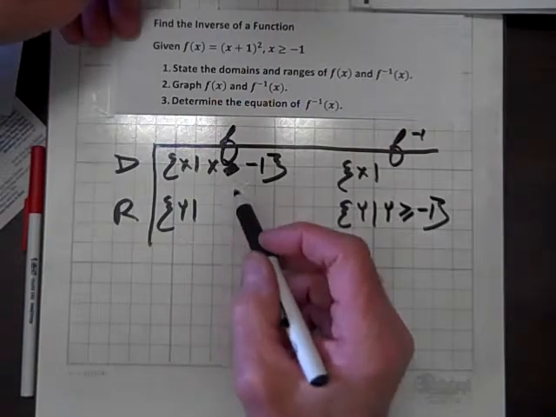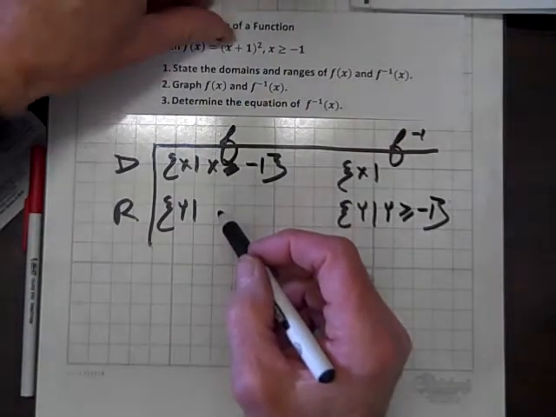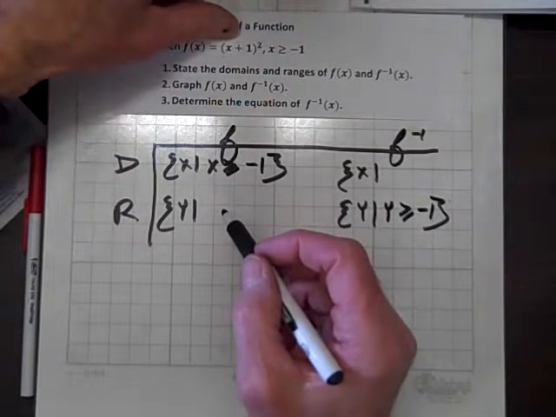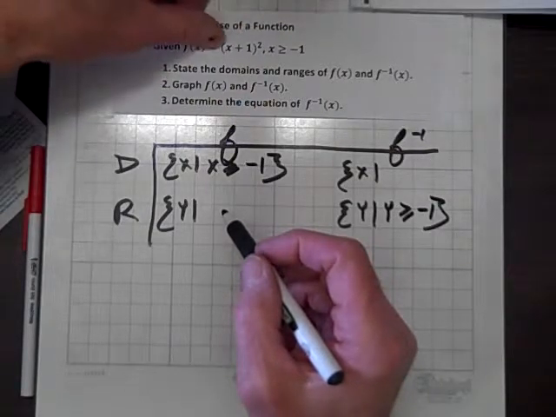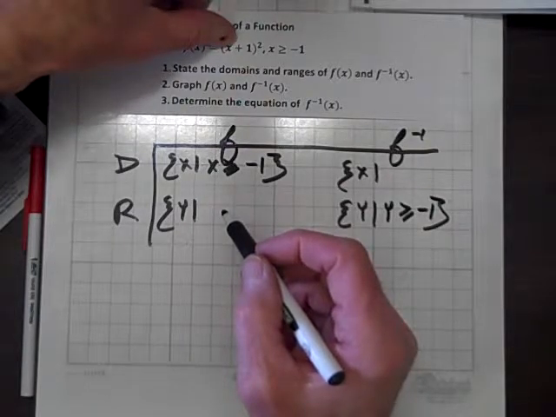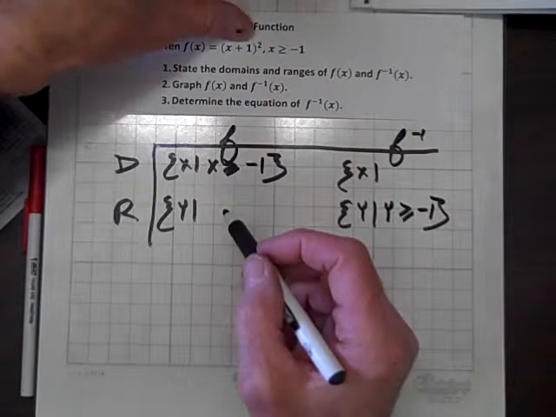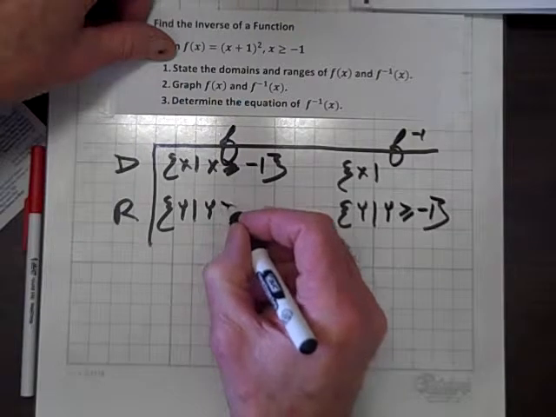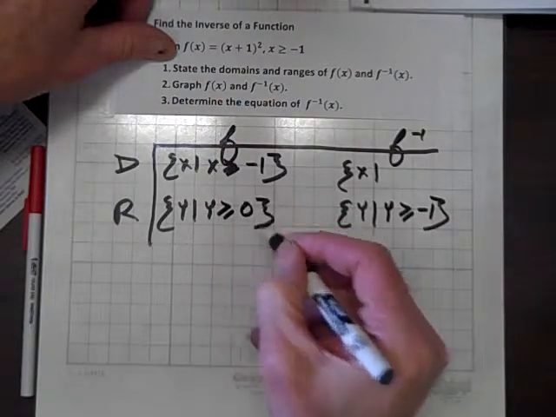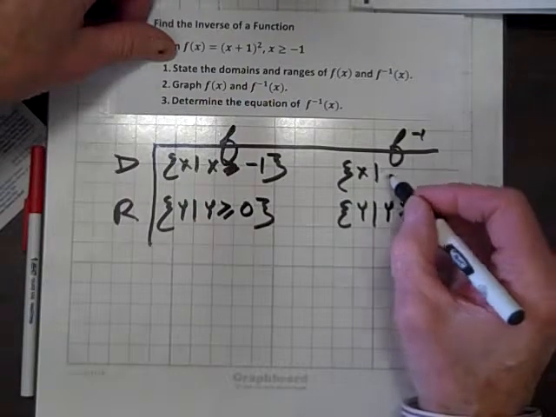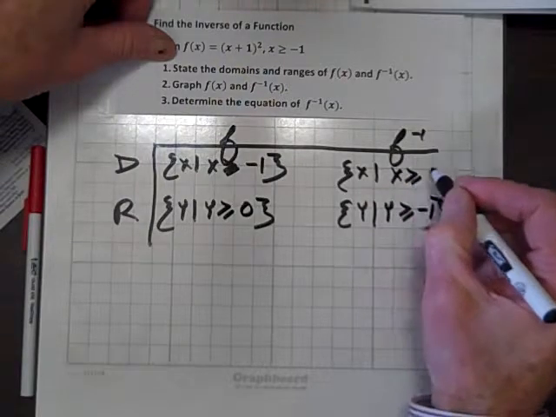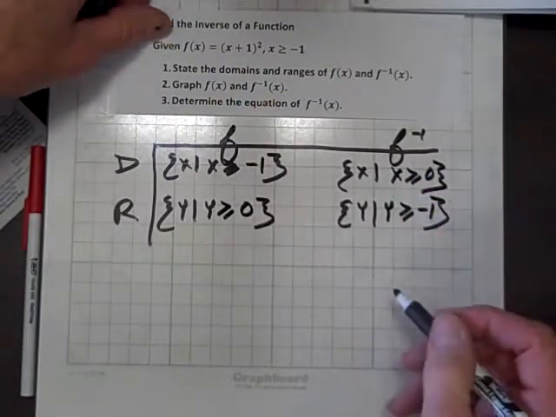Now let's see. For the range of y, the smallest this thing up here can be, x plus 1 quantity squared, is 0. For all other values of x other than -1, this quantity, when you square it, will be greater than 0. So y will be greater than or equal to 0. So correspondingly, the domain of f inverse is going to be x such that x is greater than or equal to 0. And there we have it.